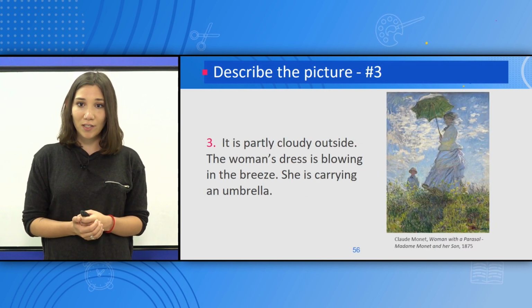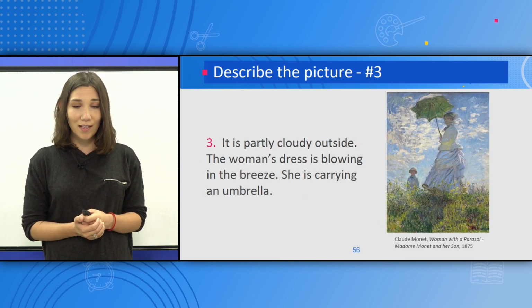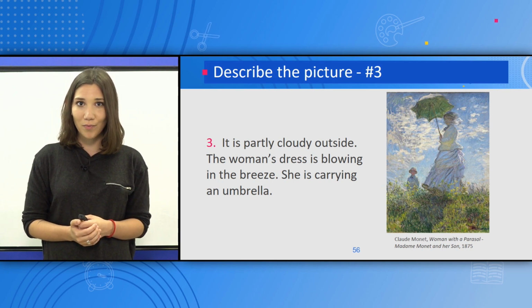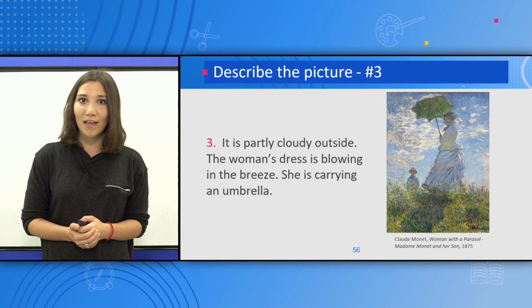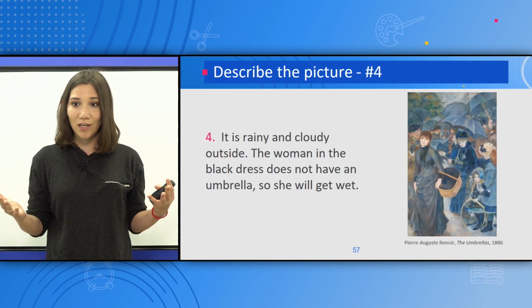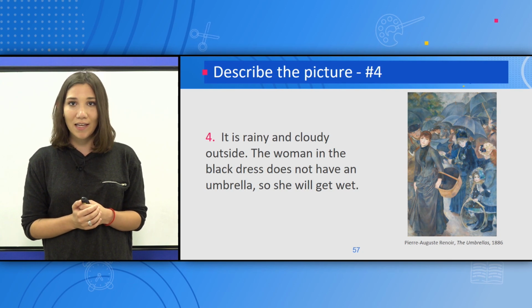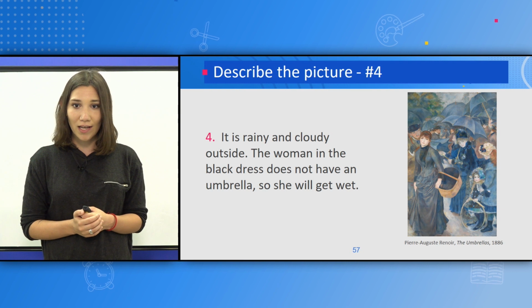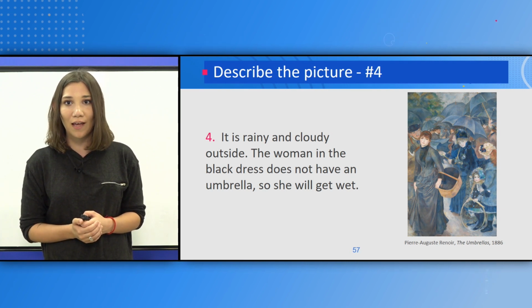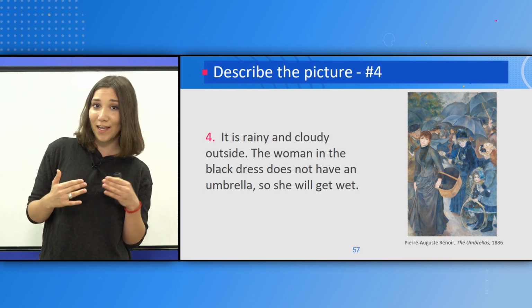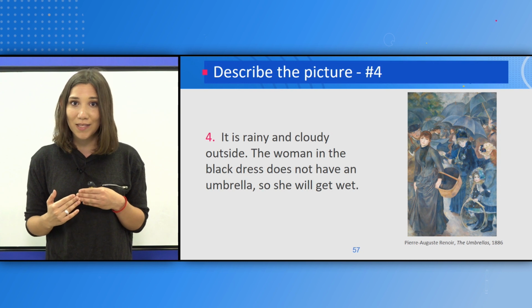For our third picture, I wrote, "It is partly cloudy outside. The woman's dress is blowing in the breeze. She is carrying an umbrella." And for the last picture, I wrote, "It is rainy and cloudy outside. The woman in the black dress does not have an umbrella, so she will get wet." How did you do? Did you write things that were kind of like what I wrote, or did you write something different?